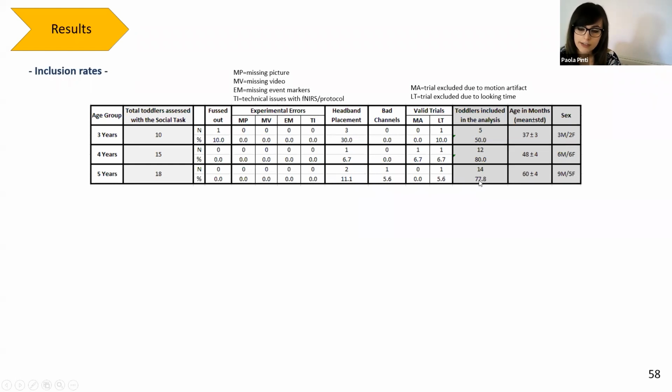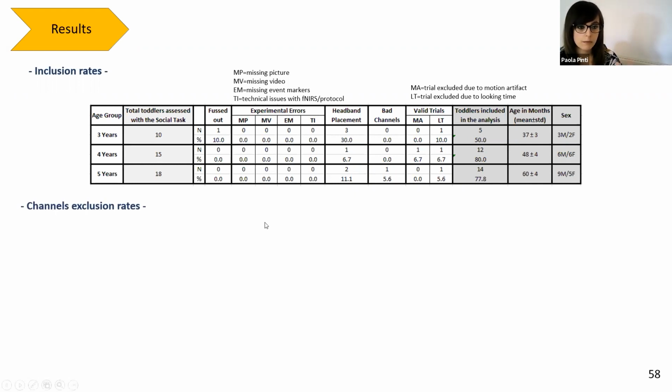So we had 77.8%, 80%, and 50% inclusion rates, which we think are quite good numbers compared to previous infant experiments, where the exclusion rates are a little bit higher than this. Looking a little bit more in depth into the fNIRS data.